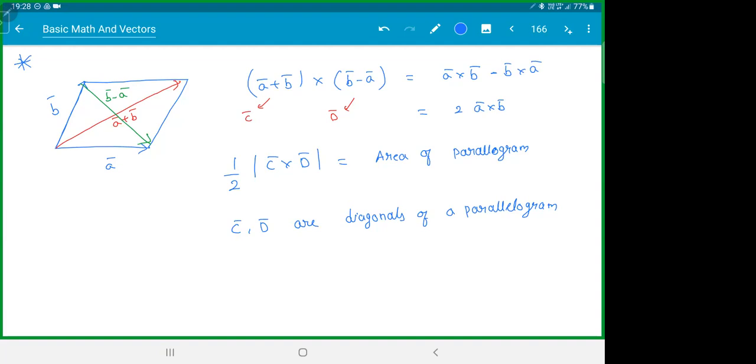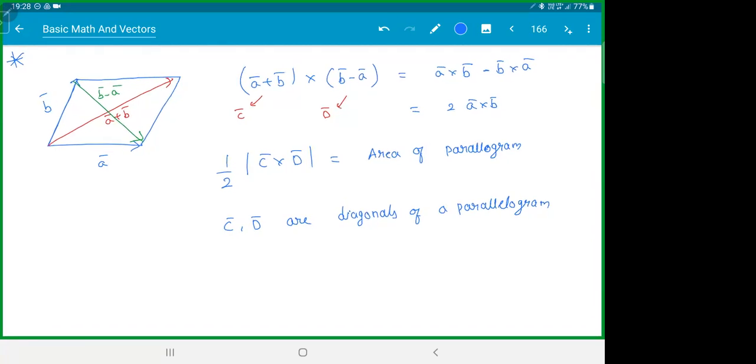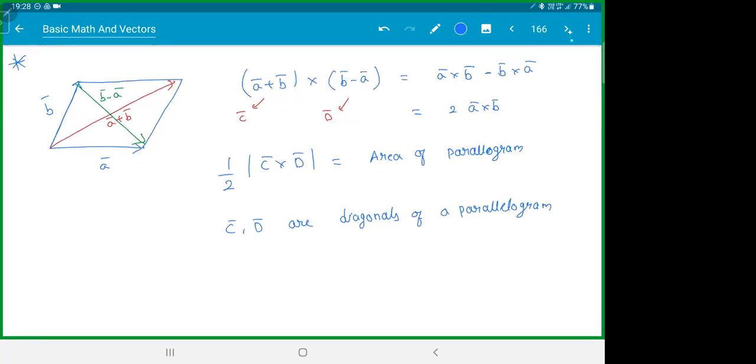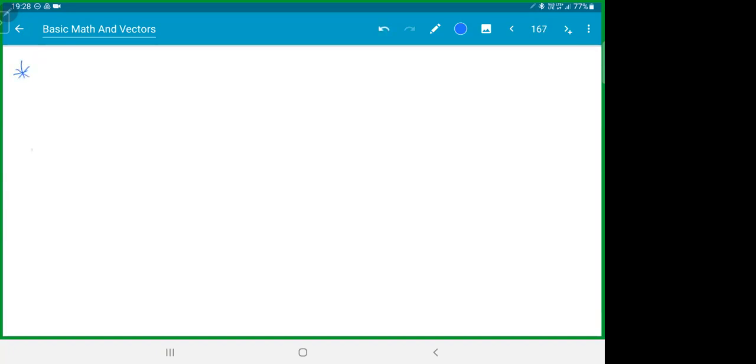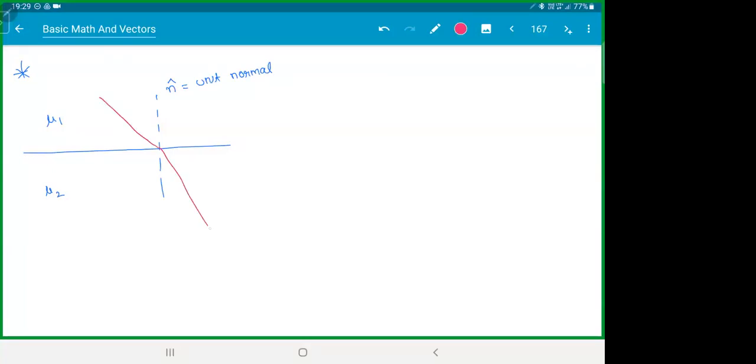Do you guys know Snell's law, in optics, refraction? Yes. What is the formula? Remember, mu1 sin theta 1 is equal to mu2 sin theta 2. So let's say you have a light ray going from mu1 to mu2, this is your normal vector. And let's say your light ray is incident here and it goes like this. So this is the angle of incidence and this is the angle of refraction.